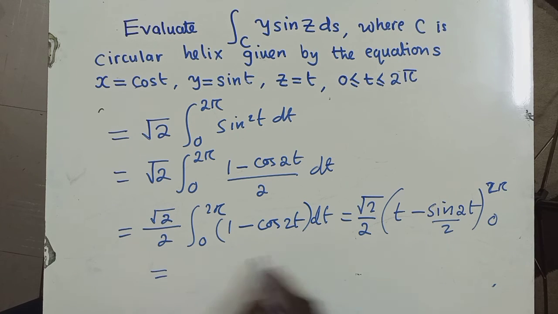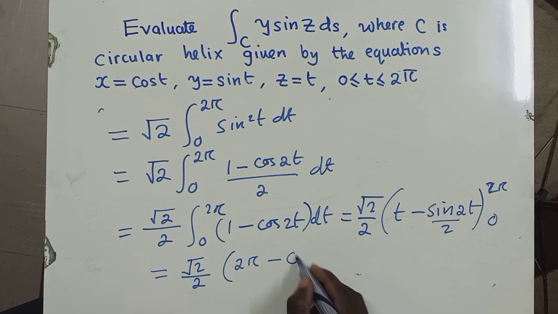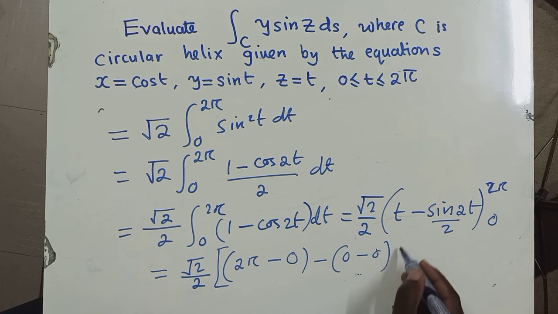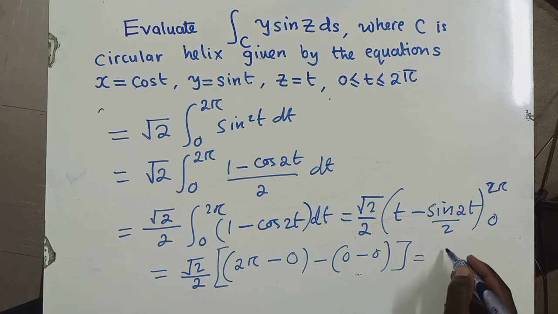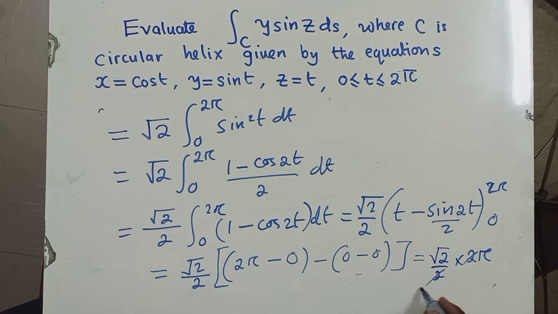So now at this point, we have a 2 right there, and then here we have a 2 pi minus this. When we put 2 pi in the sine term, it will just give us a 0, minus 0 when we put 0 there. So we remain with root of 2 times 2 pi, of which this 2 and 2 will cancel. So our final answer will just be root of 2 pi. This is our final answer.